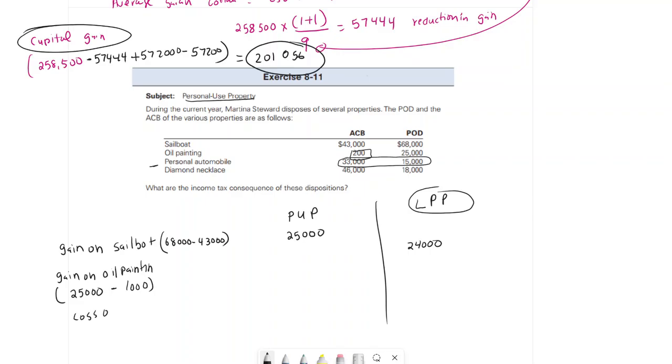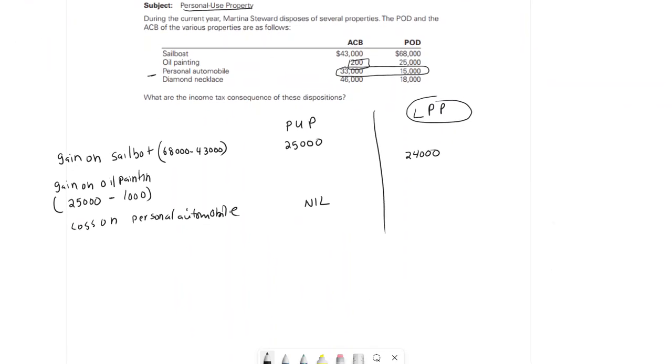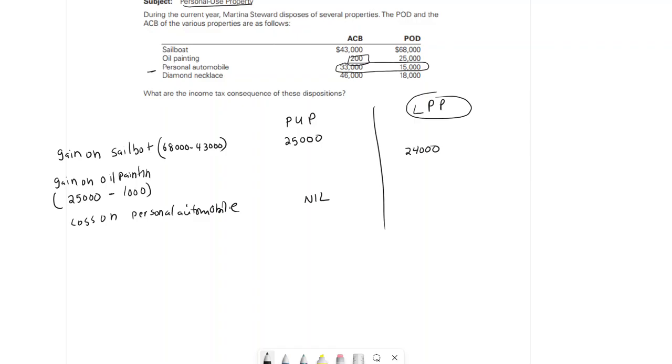We have a loss on the personal automobile, and that will be nil. We're not allowed to claim a loss. But if it's a listed personal use property, we're allowed to carry forward the loss. And the loss on the necklace: the cost was 46,000 minus 18,000. The difference between those two is 28,000, and that is my loss.